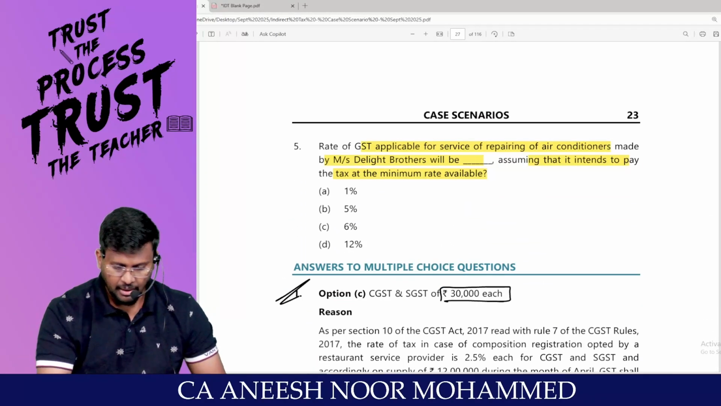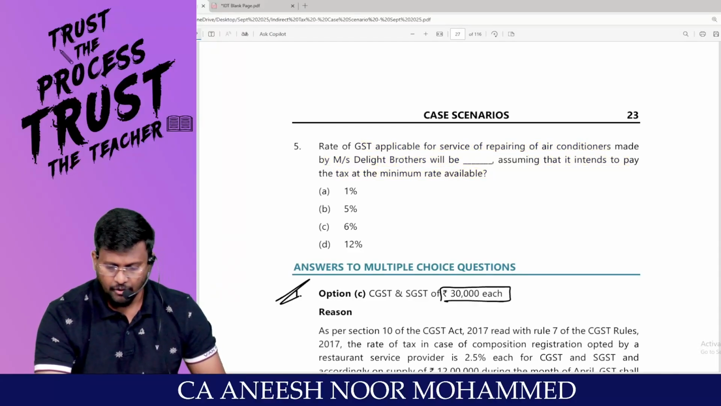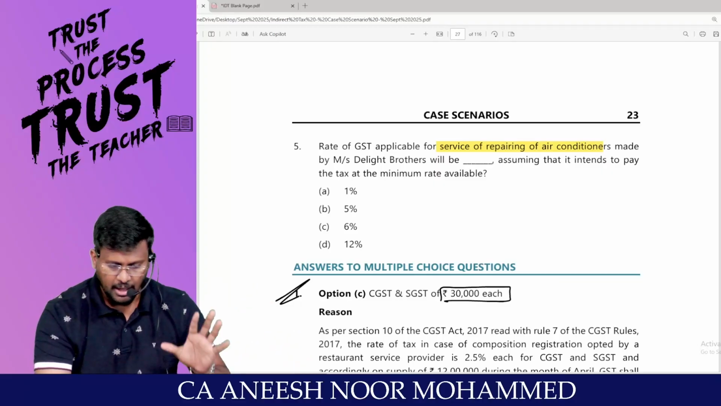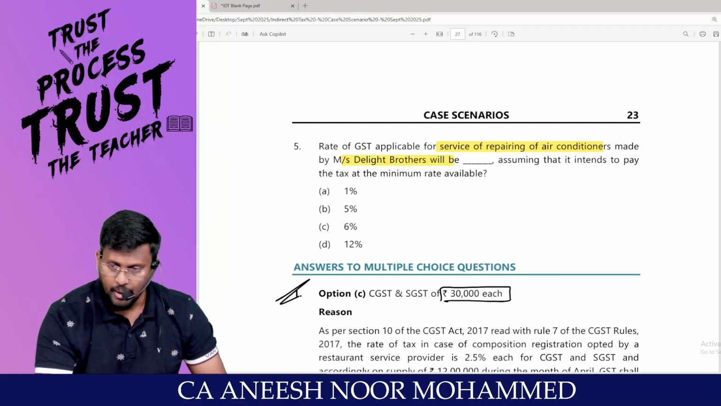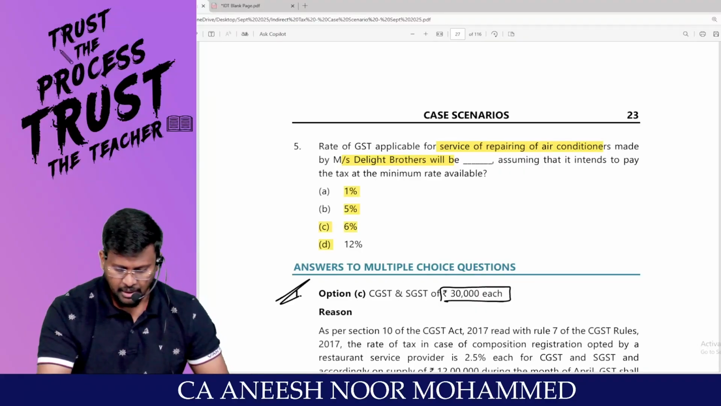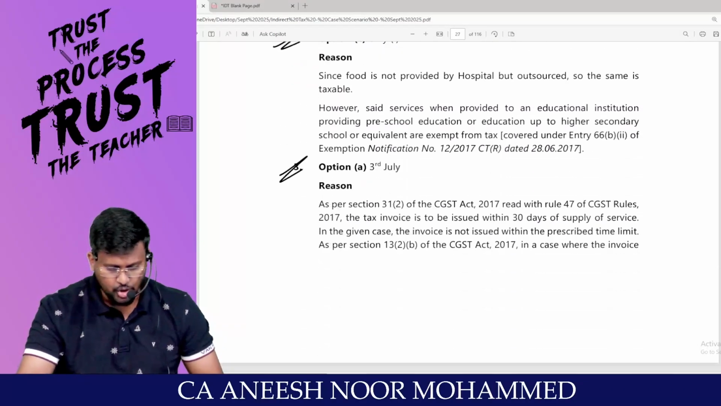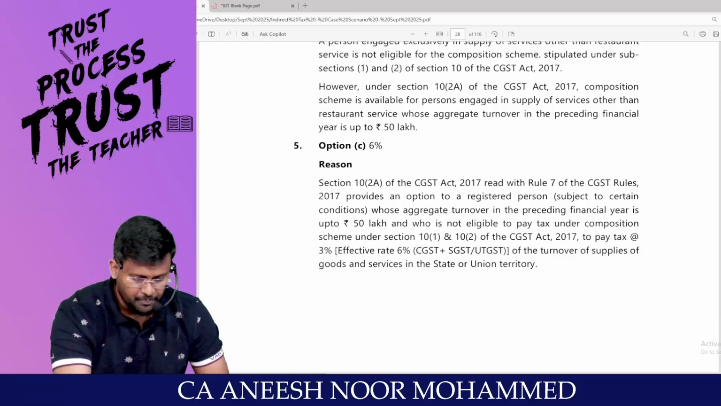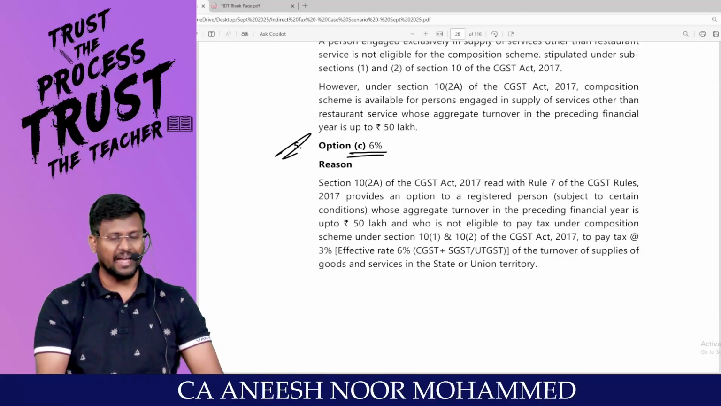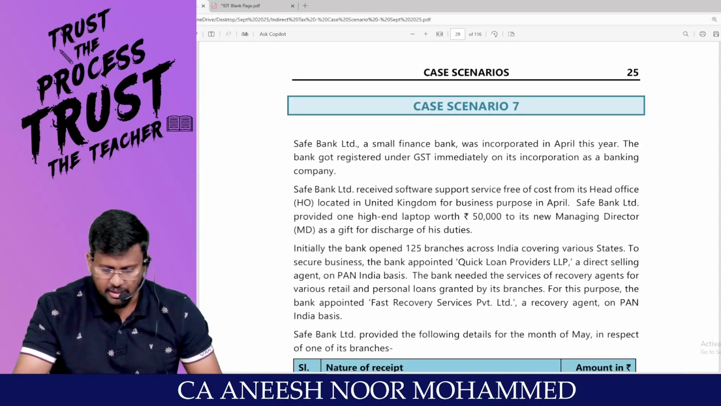Last question. What is the rate of GST applicable for the service of repair of AC? Actually, next year only they are going to provide the AC service, made by Mrs. Delight Brothers, under 10-2A. 6% is the rate applicable, right, sir? So for the 5th question, 6%, option C should be the right answer. Are you following the discussion?